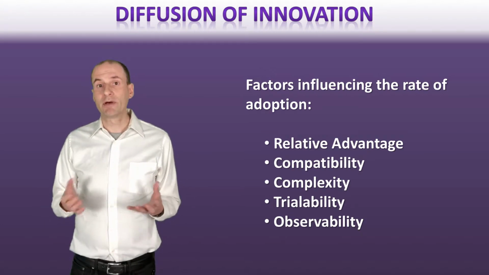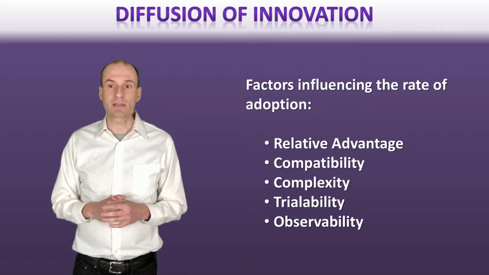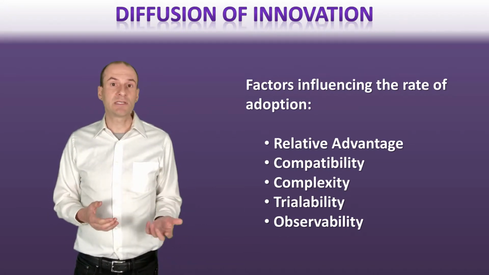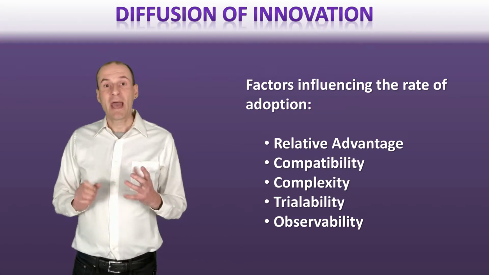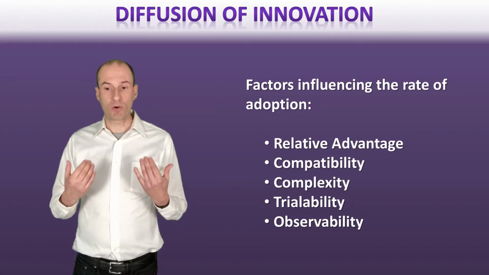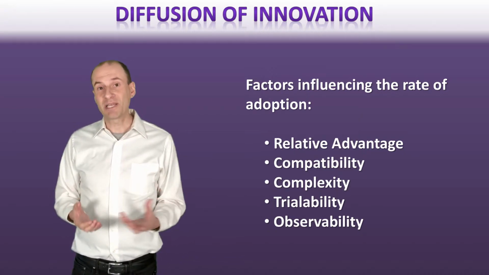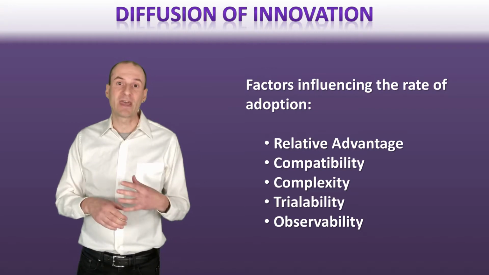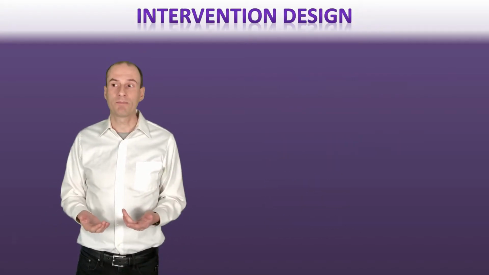And finally, observability is important. So to what extent can people see other people using something? If somebody sees that everybody else is doing that, they're more likely to actually adopt a new approach. So having that be a visual thing where people can see that it's being promoted by others, that it's popular, can actually be a useful way of improving the likelihood of an innovation being successful.